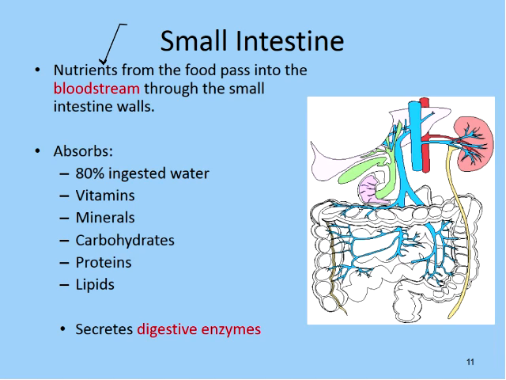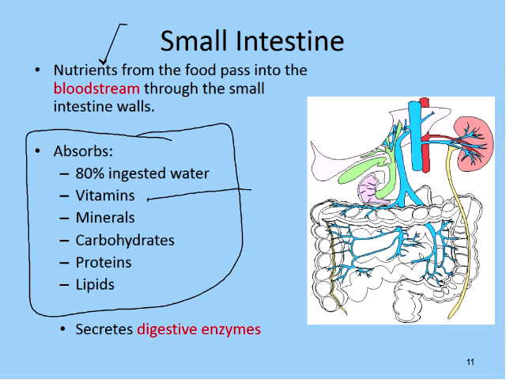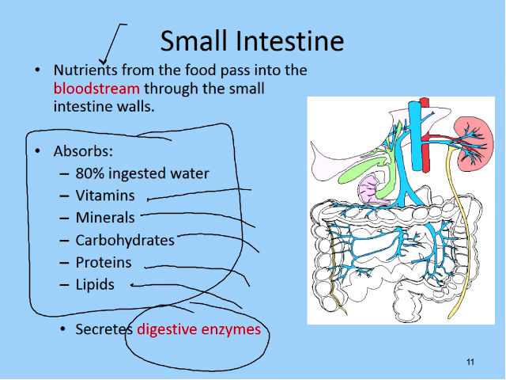So in the small intestine, nutrients from the food pass into the bloodstream, so it actually goes into your blood, and then the blood takes those molecules and all those little atoms and flies them out to the areas of the cell that need them to survive. It absorbs 80% of your water. It absorbs your vitamins, minerals, carbohydrates, proteins, and lipids. It also secretes digestive enzymes. So that's kind of important when you think about that.